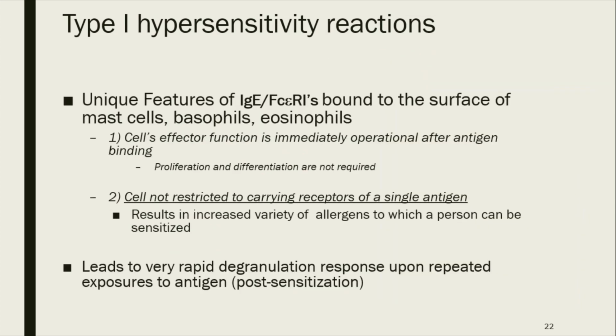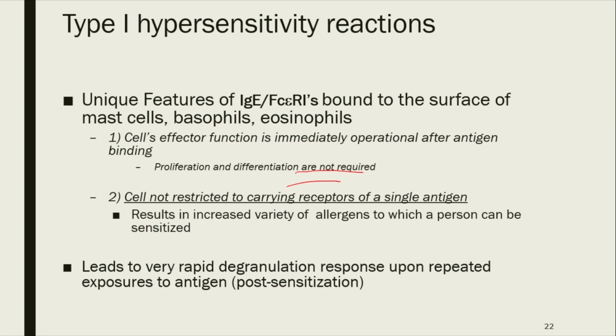Alright, so the unique features of this IgE receptor complex: unlike B cells and T cells, the mast cells, basophils, and eosinophils are immediately active after antigen binding. Now, remember, for B cells and T cells to work properly, they have to divide and differentiate, and then the clonal selection and all these things happen.